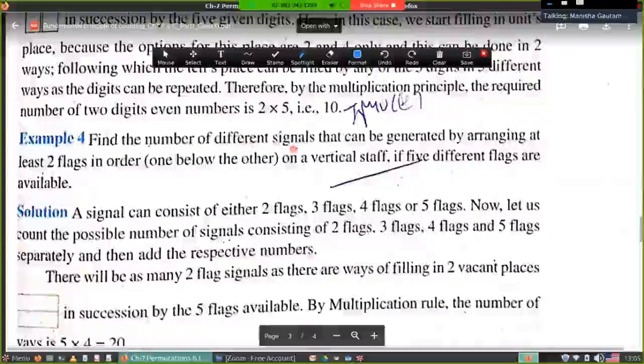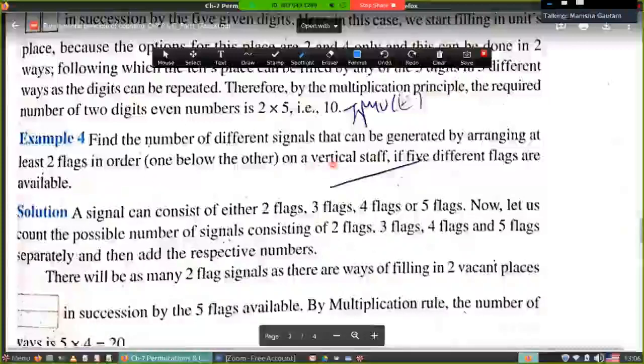Okay, now example number 4. Find the number of different signals that can be generated by arranging at least. Now here is a very important concept, that the words 'at least' are there. You have to have clarity about it. At least means greater than or equal to. It means you are generating by arranging at least 2 flags, means greater than or equal to 2 flags. 2 or more than 2 flags.